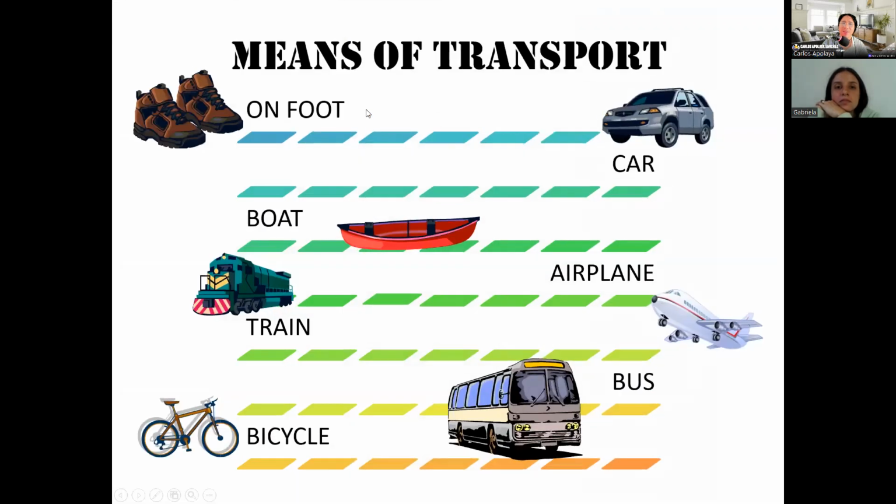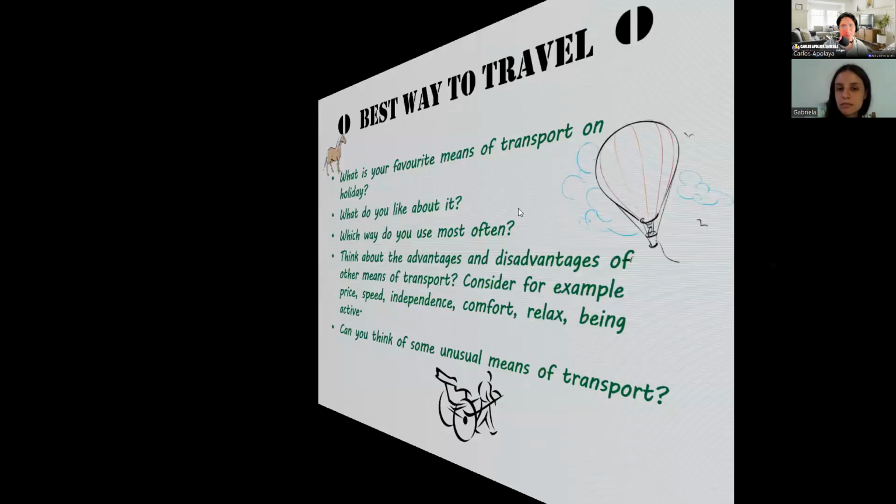Then we have means of transport. Recuerda que on foot es a pie. Okay, car, boat, train, airplane, bus, bicycle. Gaby, ¿cómo se dice? In train or on train? On train. Recuerda que si tú te puedes mover o caminar, va a ser on. Si no, va a ser in. En el carro, in a car or on a car? In a car. Pretty cool.